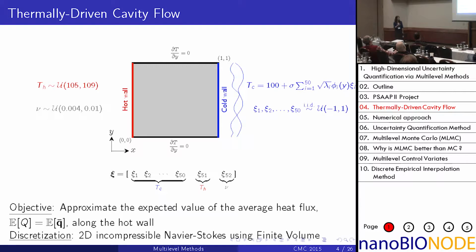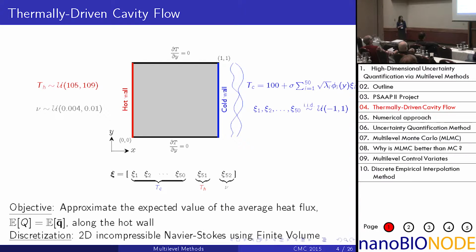And our cold temperature boundary condition is going to be 100 degrees plus this 50-term KL expansion, where our eigenpairs are from the squared exponential covariance function. And our Z's are uniformly distributed between -1 and 1. Then on the left, we have our hot wall temperature, which is going to be given by this uniform distribution, and our viscosity will also be given by a uniform distribution. So our C is going to be our stochastic input, and it's a 52-dimensional problem.